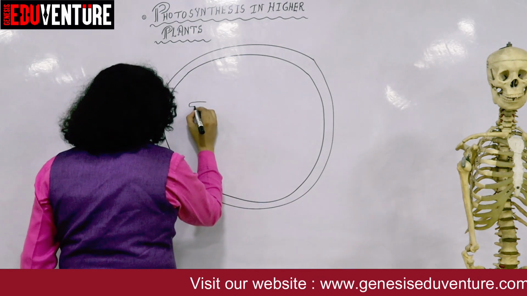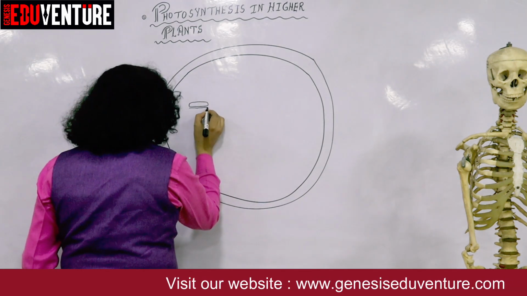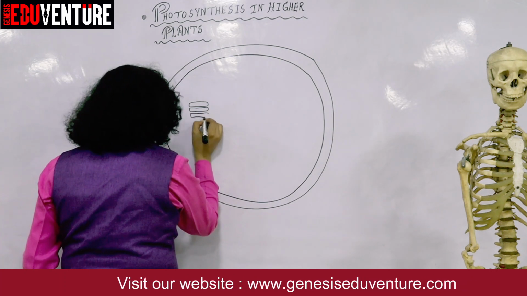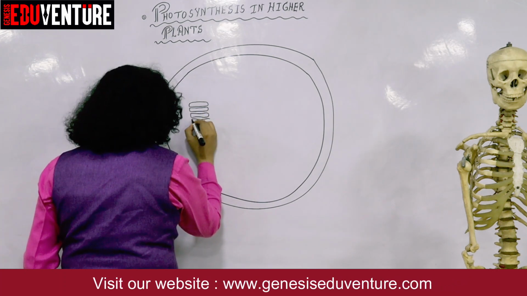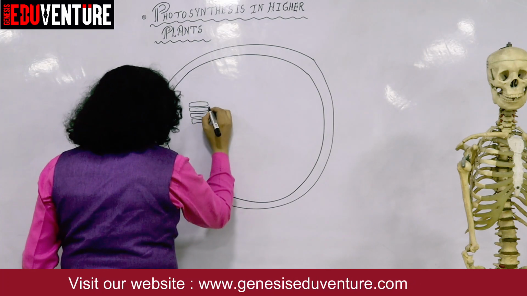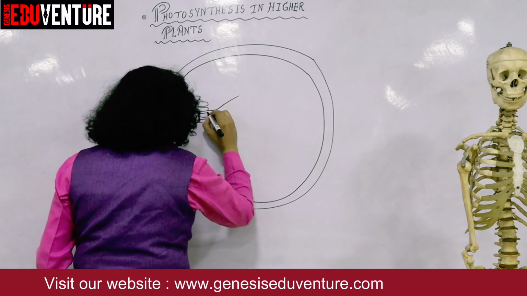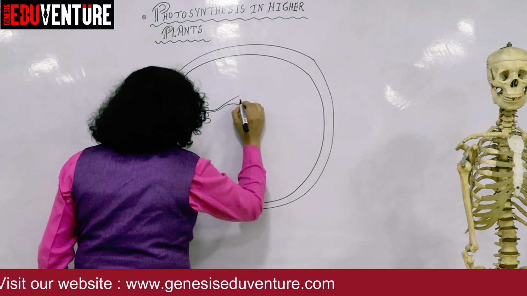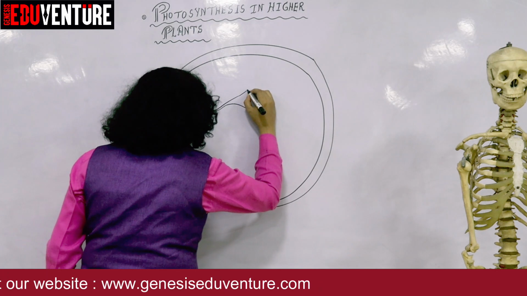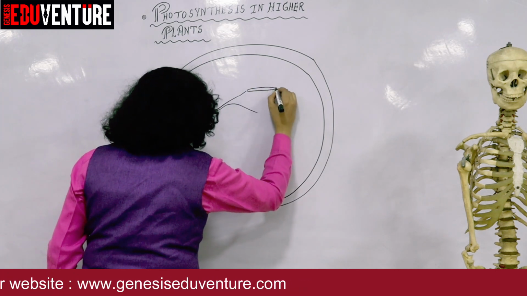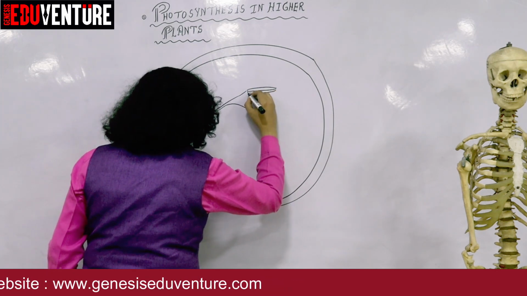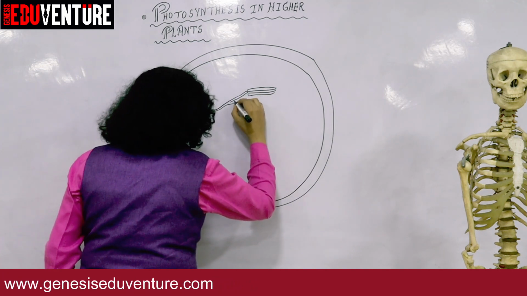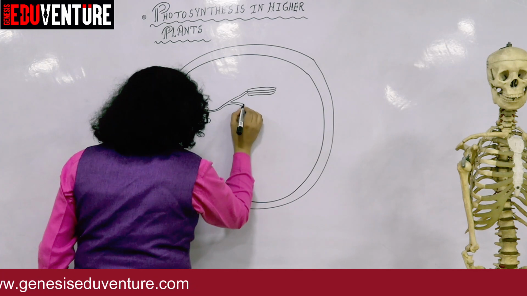It consists of some sac-like structures. The sac-like structures which are present within the chloroplast are arranged in this manner in form of piles, or sometimes they are single also, but mostly they are arranged in form of pile, and the sac-like structures appear like this, which are being connected by a membranous network.